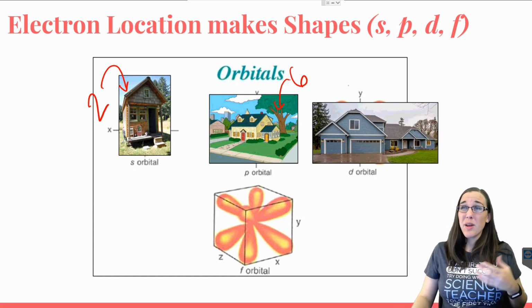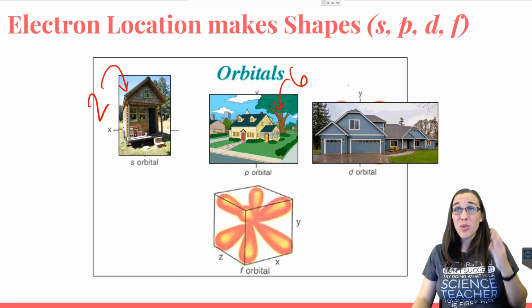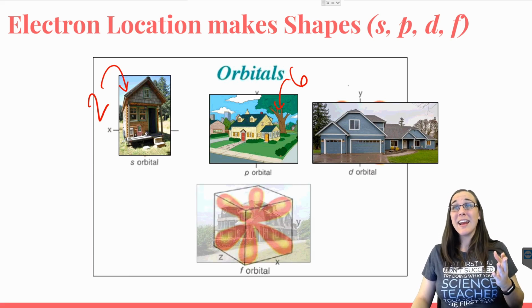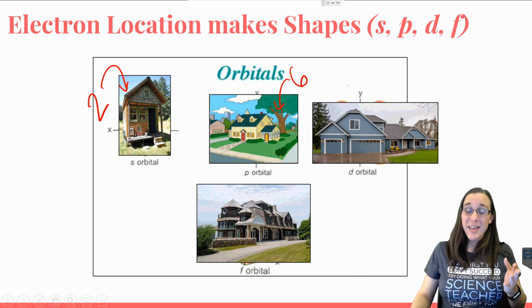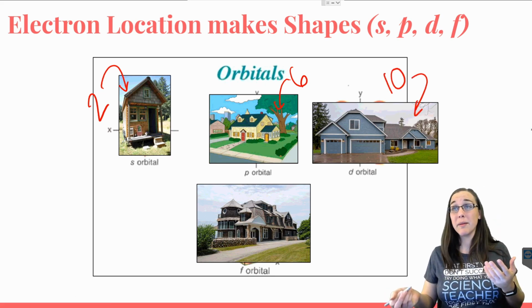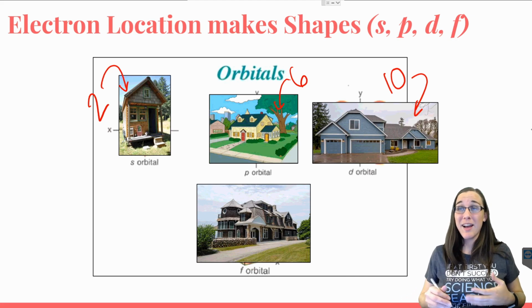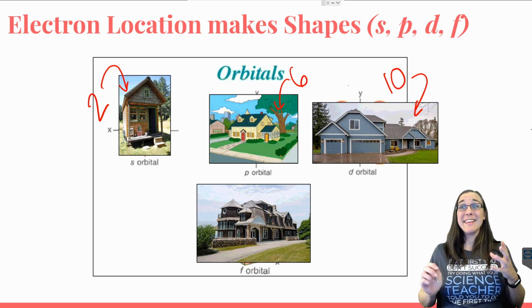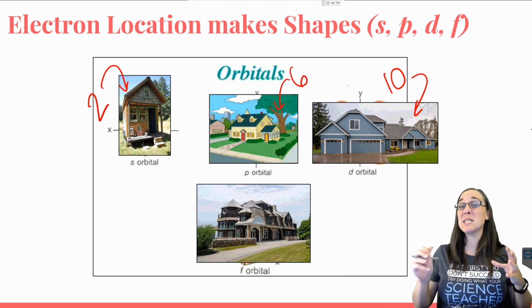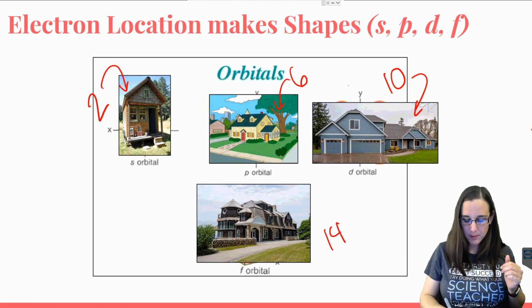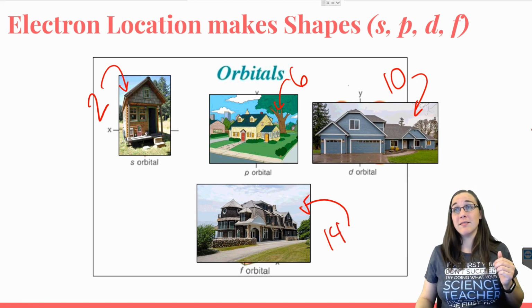In the d orbital, I want you to think of that as your standard 3-car garage, like a nice house, right? And in that house, we can fit 10 individuals comfortably. Last but not least, we have the f orbital, and the f orbital is like your mansion. That thing's huge. It's got tons of space. It's laid out really well, and you can fit 14 people in that mansion.